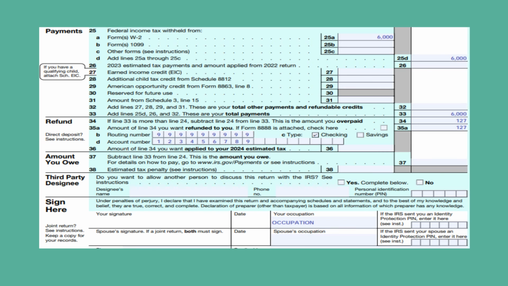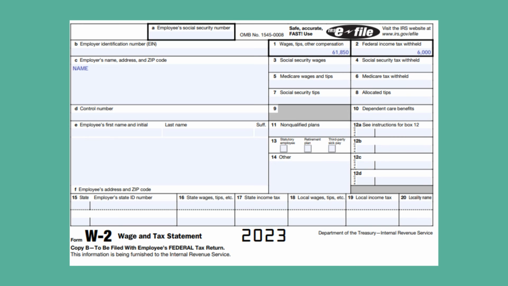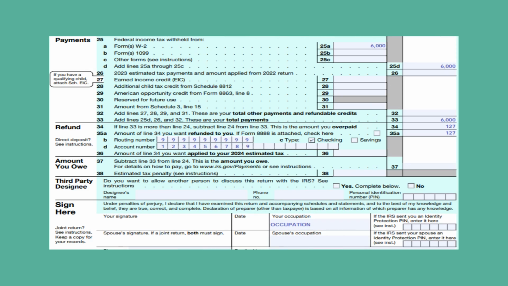On line 25A, put your federal income tax withholding, which you can find in box 2 of your Form W-2. In our example, it is $6,000. Carry that down to line 25D and down to line 33 as this is your only payment.